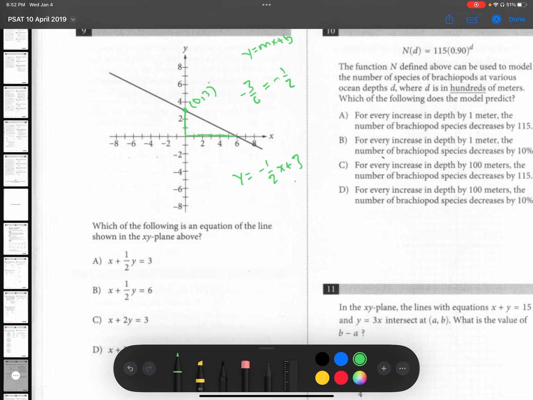So we can take the 2 to multiply with y and 3. So 2y is equal to minus x plus 6. So that means the simplified version would be x plus 2y is equal to 6 in standard form. So C would be our answer.